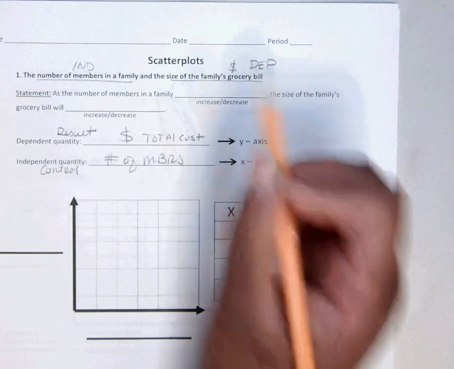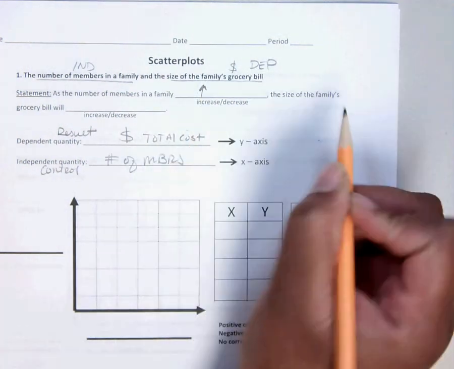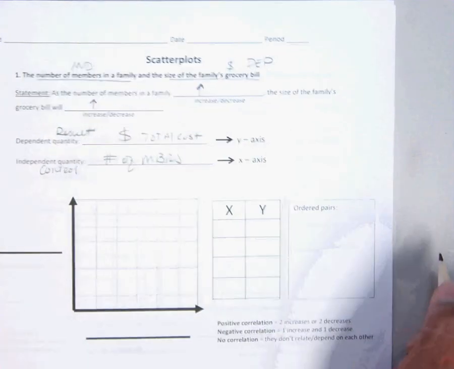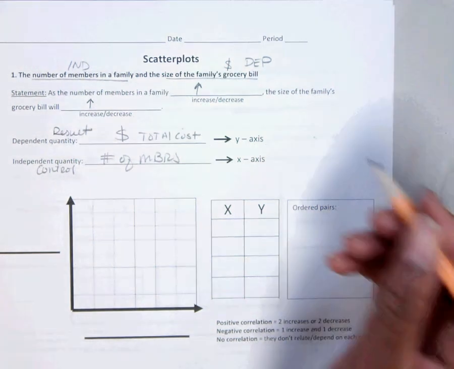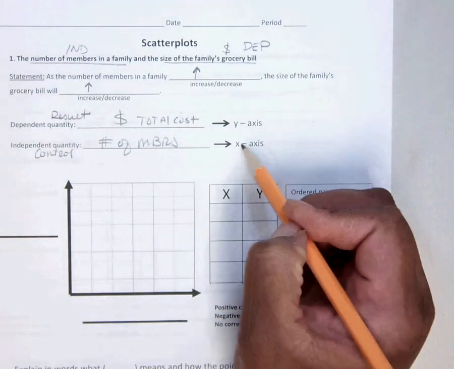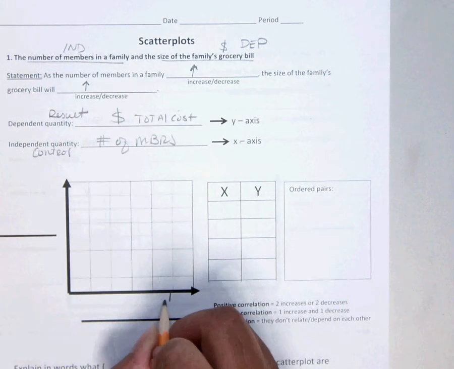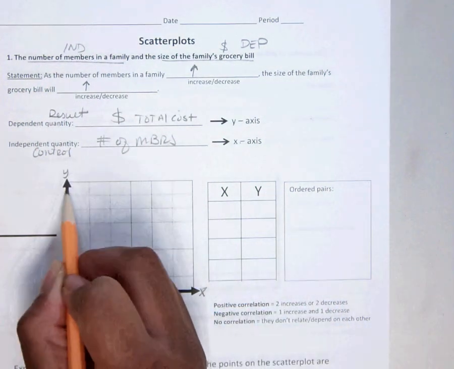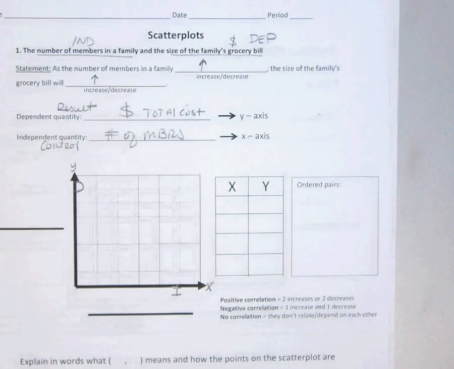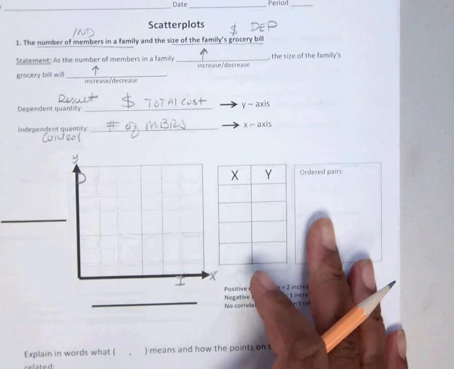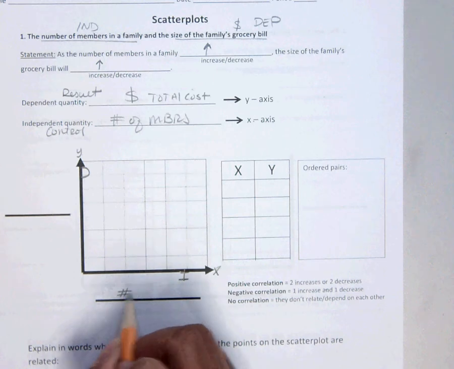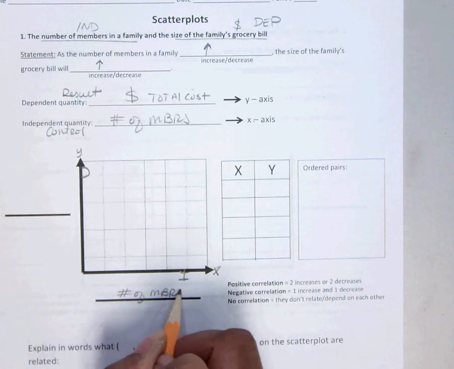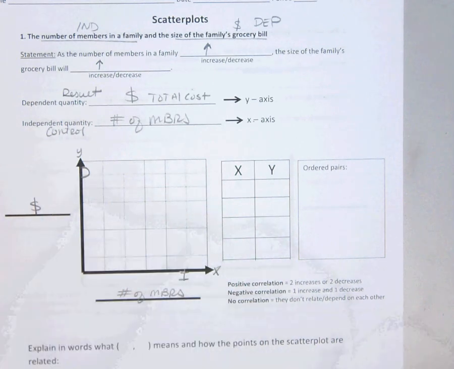Now, if the members increase, what's going to happen to the bill? It's also going to increase. And since it says x-axis for independent, remember the x-axis makes an I, and remember the y-axis makes a D. From there, we had to label number of members, and then in here we had to label the total cost.